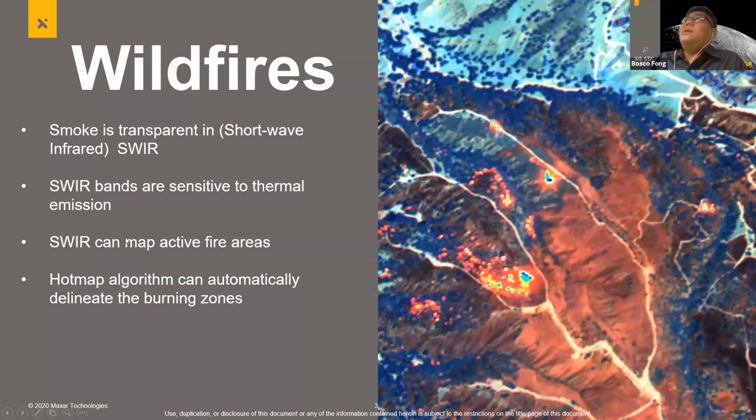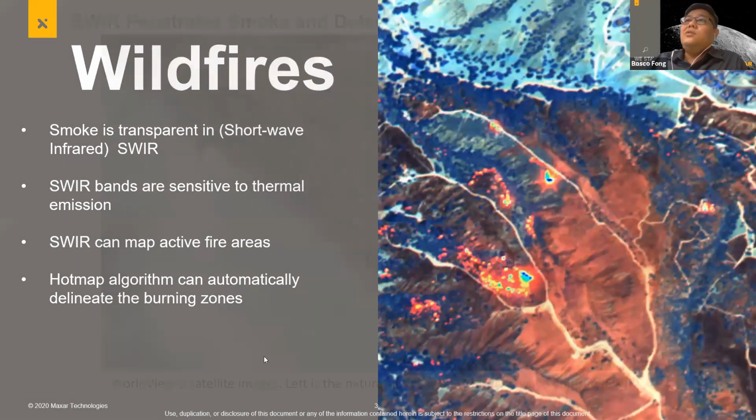So this application, we are using short-wave infrared. Why are we using short-wave infrared for wildfire? This is because short-wave infrared is able to penetrate the smoke and is also sensitive to thermal emission, and it is able to detect active fire. Based on these characteristics, we are able to use short-wave infrared for wildfire applications.